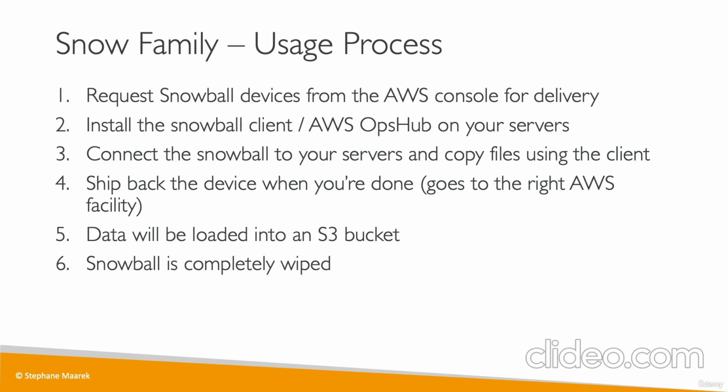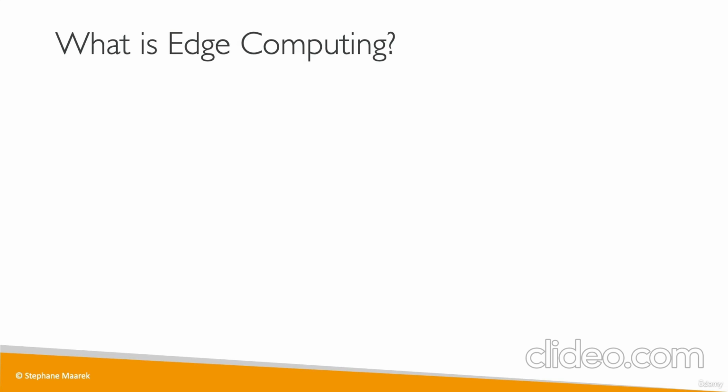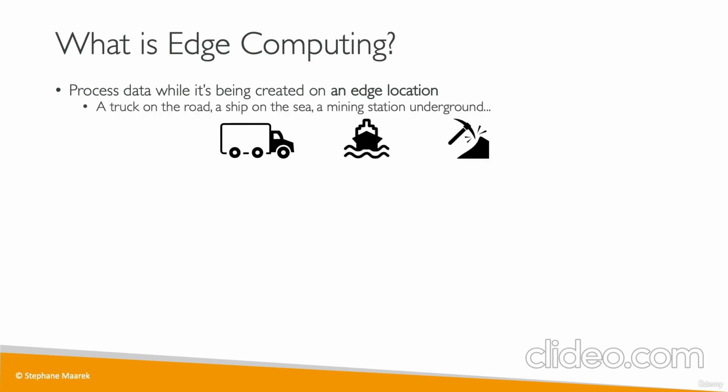And that was originally one and the only use case for Snowball devices. But the second use case now for the Snow family is called edge computing. And so edge computing is when you process data while it's being created at an edge location. So what is an edge location? Well, an edge location is anything that really doesn't have internet or that is far away from the cloud.